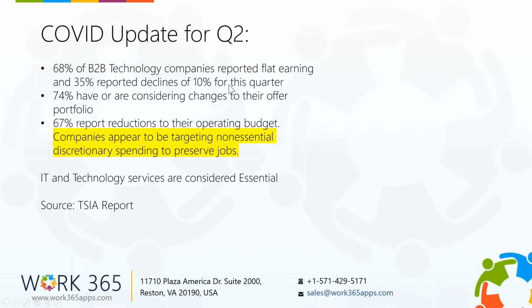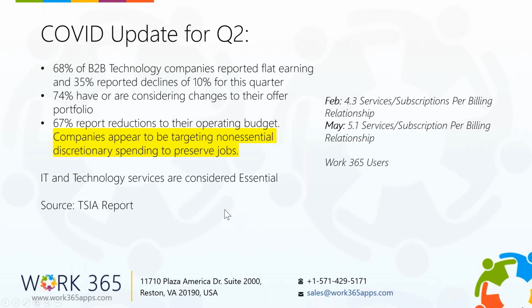Now, companies appear to be targeting non-essential discretionary spending to preserve jobs. And we know why that is, because jobs are an important component of that federal stimulus program. Now, what is also important is that these companies are reducing what they see as non-essential services. IT, however, is considered an essential service, and I can share some data here on what we have seen from the Work 365 user base.